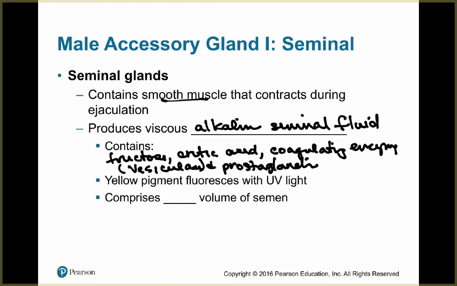Now, when they're doing CSI on television and they're trying to figure out if there's blood or different kinds of fluids on things, sometimes they light up by UV light, and there's basically yellow pigment within it that fluoresces with UV light, and that's how they can pick it up. And it comes from this seminal gland. Basically, this comprises about 70% of the volume of the semen. And if you remember, the seminal gland joins the ductus deferens or vas deferens to form the ejaculatory duct. So this is the seminal gland.